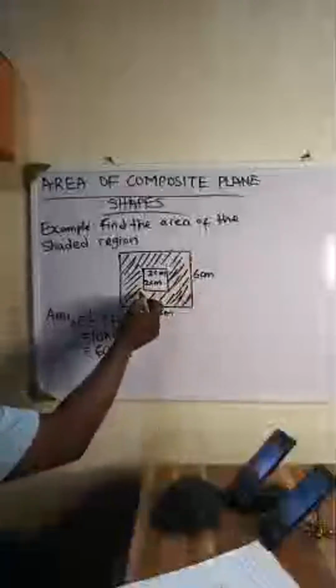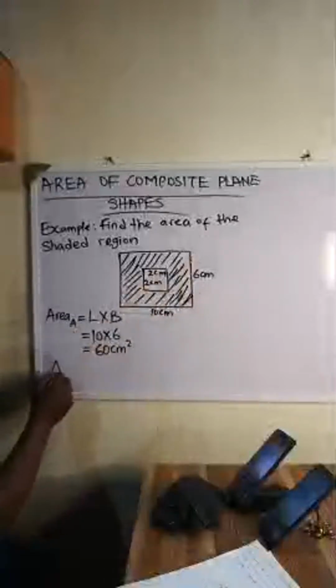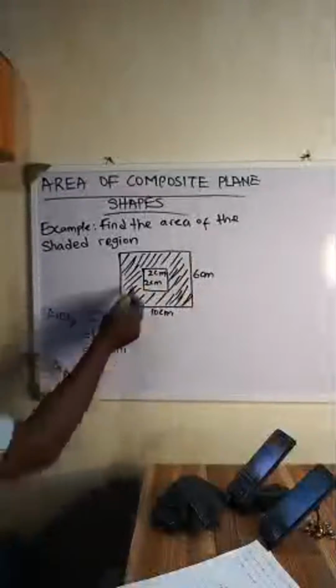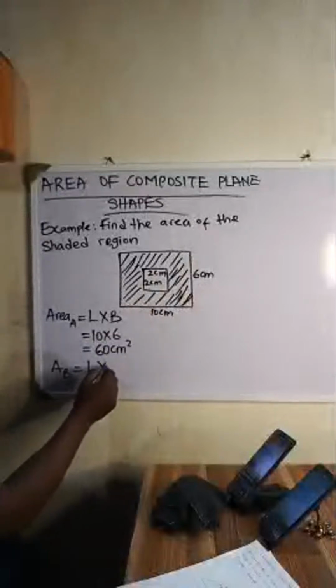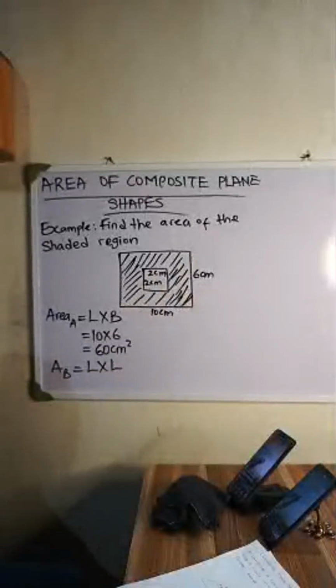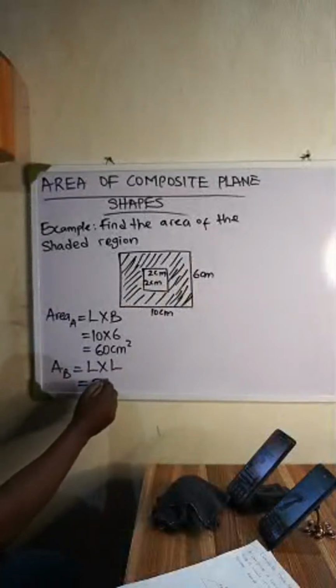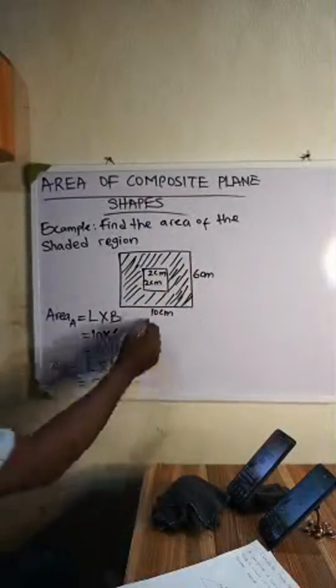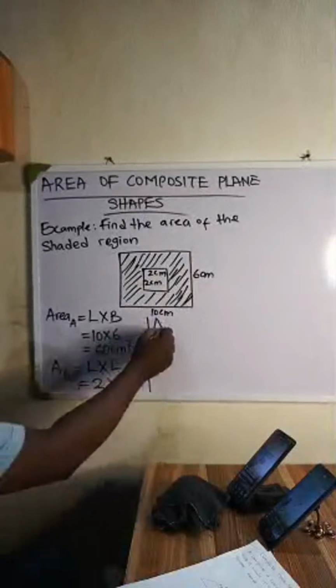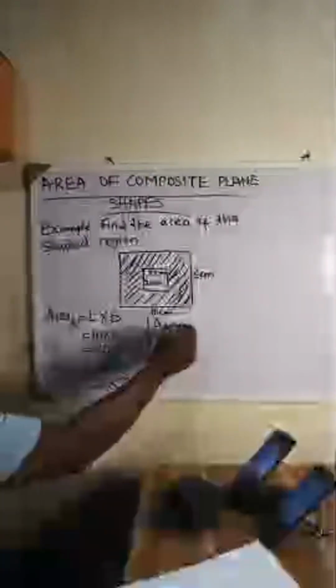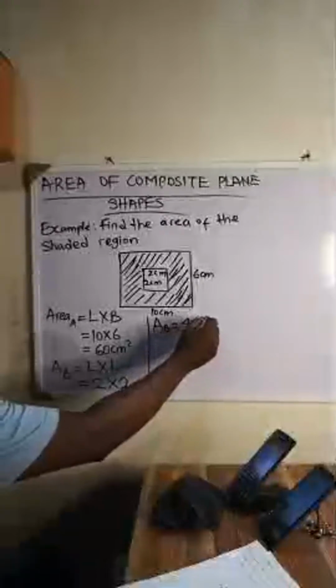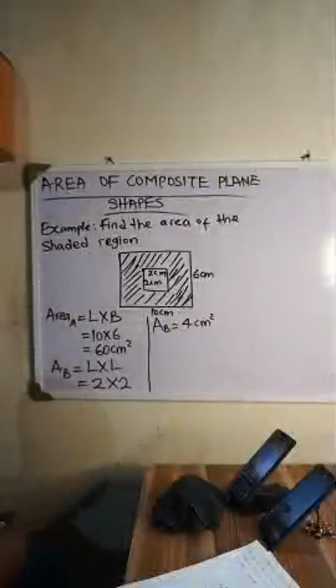Now we need to calculate the smaller area. Area B is a square, so length multiplied by length. And the length is 2 centimeter. So we have 2 multiplied by 2. This gives us area B is equal to 4 centimeter square.